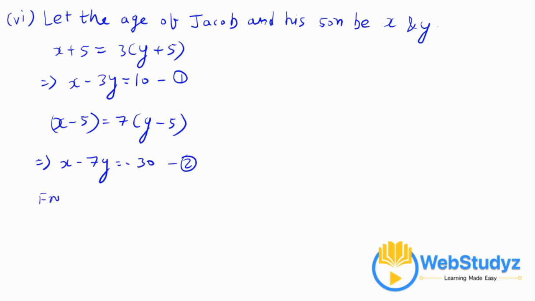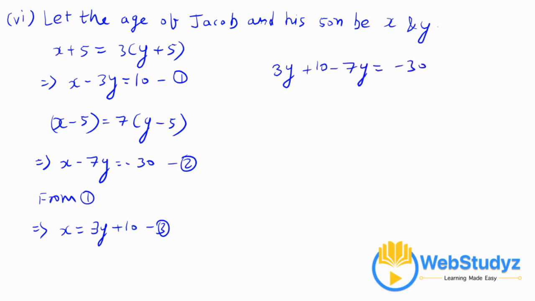Now from first we get x equals 3y plus 10. This is our third equation. Now if we put the value of third into the second equation, we get 3y plus 10 minus 7y equals minus 30. Now if we solve this, we get minus 4y equals minus 40. Solving this, we get the value of y as 10.